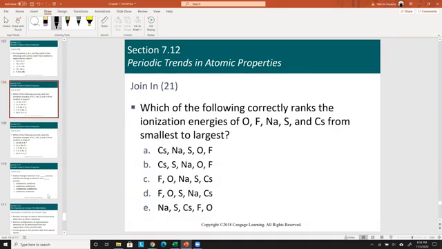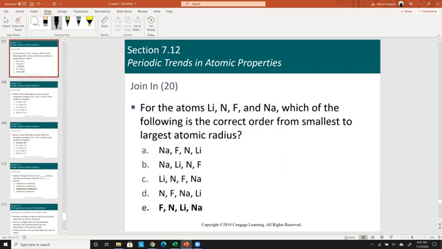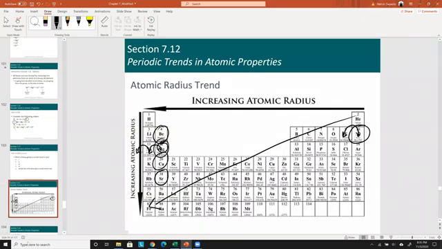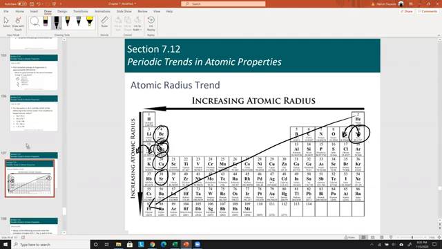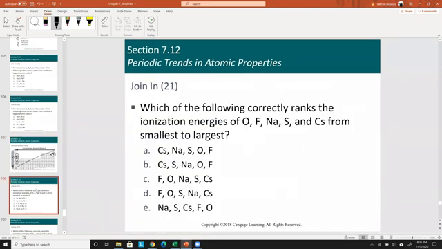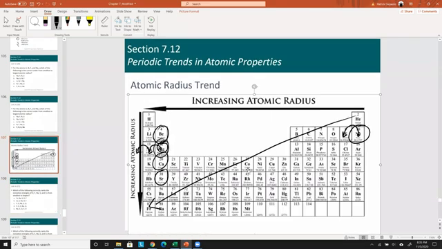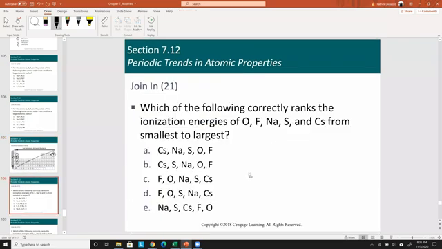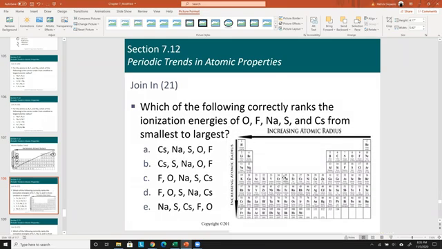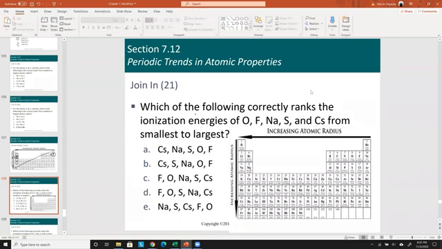All right, so which of the following correctly ranks the ionization energies of oxygen, fluorine, sodium, sulfur, and cesium from smallest to largest? Okay, for this one, I'm going to take a periodic table so we can look at it, and I'm going to drag it down over here. Let's just take a picture. We can copy it because we have technology. Okay, hopefully you can see that. Which one correctly ranks them from smallest to largest?